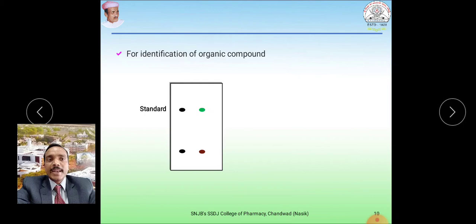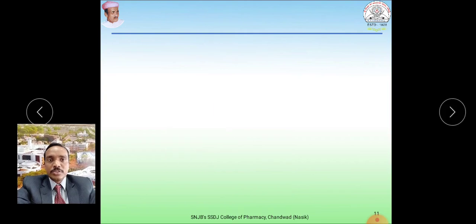So here we are getting likewise. We can conclude that this unknown compound matches the Rf value of the standard one. So it means this unknown compound is this particular kind of compound. So in this way we can identify a compound by TLC. This A component matches with this, so we can say A is a particular kind of compound by its Rf values.